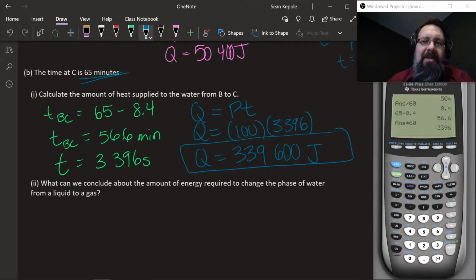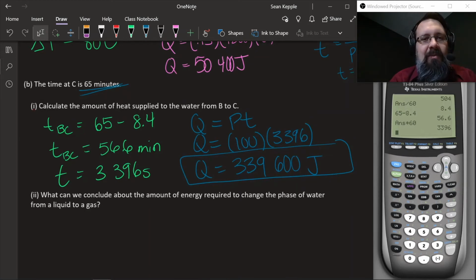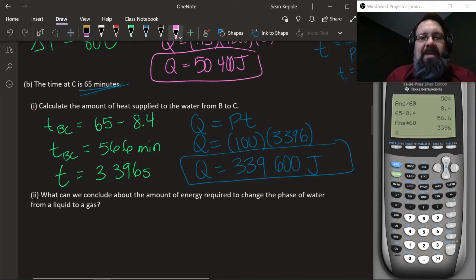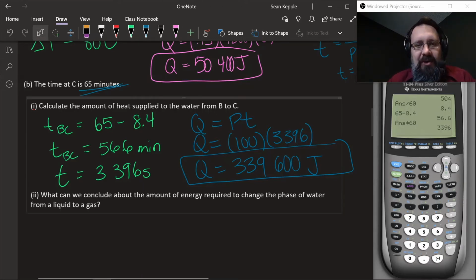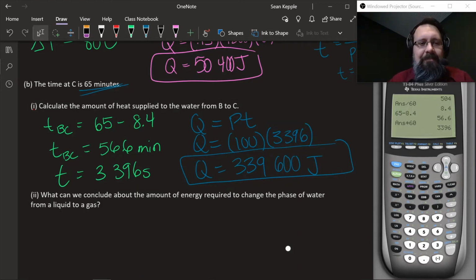What can we conclude about the amount of energy required to change the phase of water from a liquid to a gas? Well, first of all, it's a lot. Just bringing that water to a boil was only 50,000 joules. But boiling all the water away, the same amount of water, not changing its temperature at all, just pulling those water molecules apart from each other, took 340,000 joules versus 50,000. So it's almost 7 times more energy to vaporize the water than it was just to heat it up.